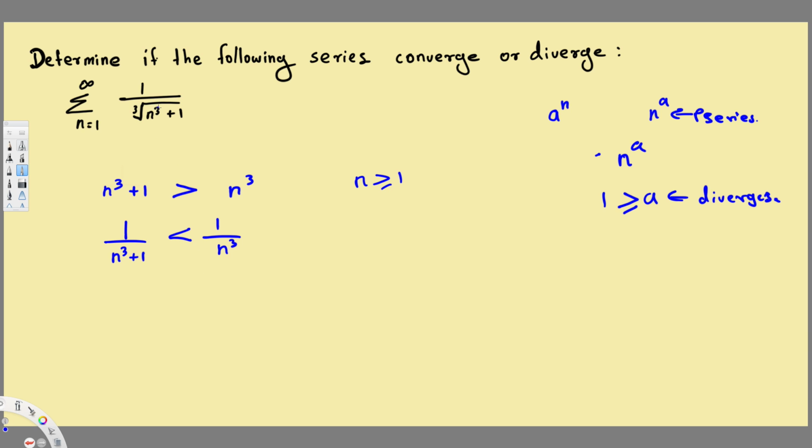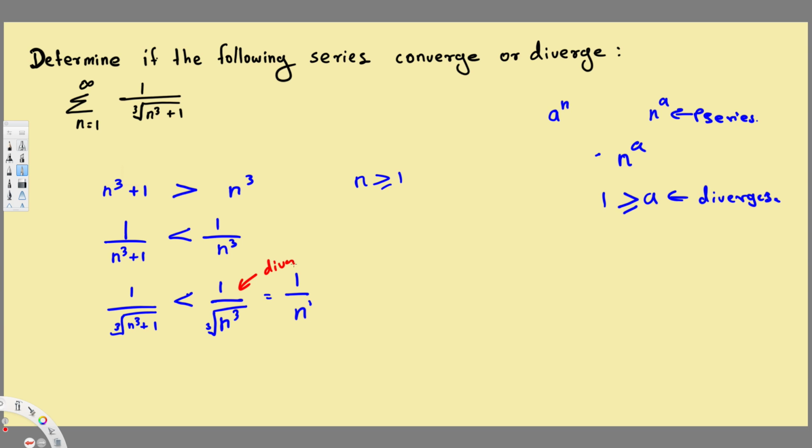And let's take the cube root. So we have the cube root of n cube plus 1, and we know this is going to be bigger than the cube root of n cube, which is equal to 1 over n. This one now diverges, because we have power 1. According to the rule, if the a value is less than or equal to 1, this one diverges.